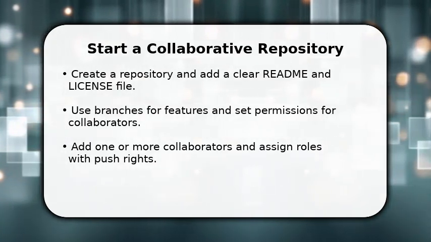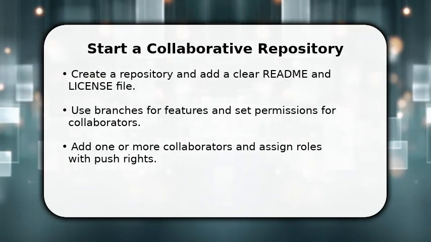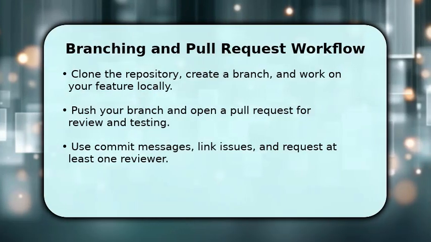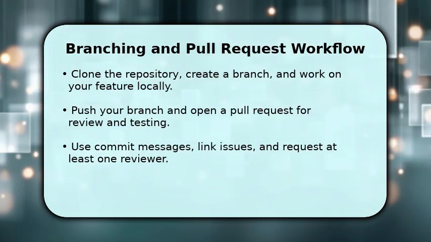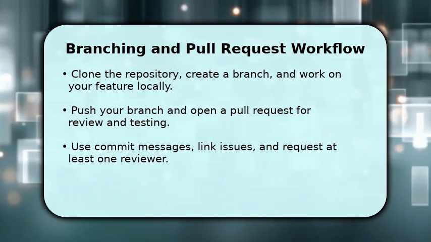Clone the repository to your local machine using git clone and the repo URL. Create a branch for your feature using git checkout feature-name and work there. Make focused commits with clear messages and stage changes using git add and git commit.